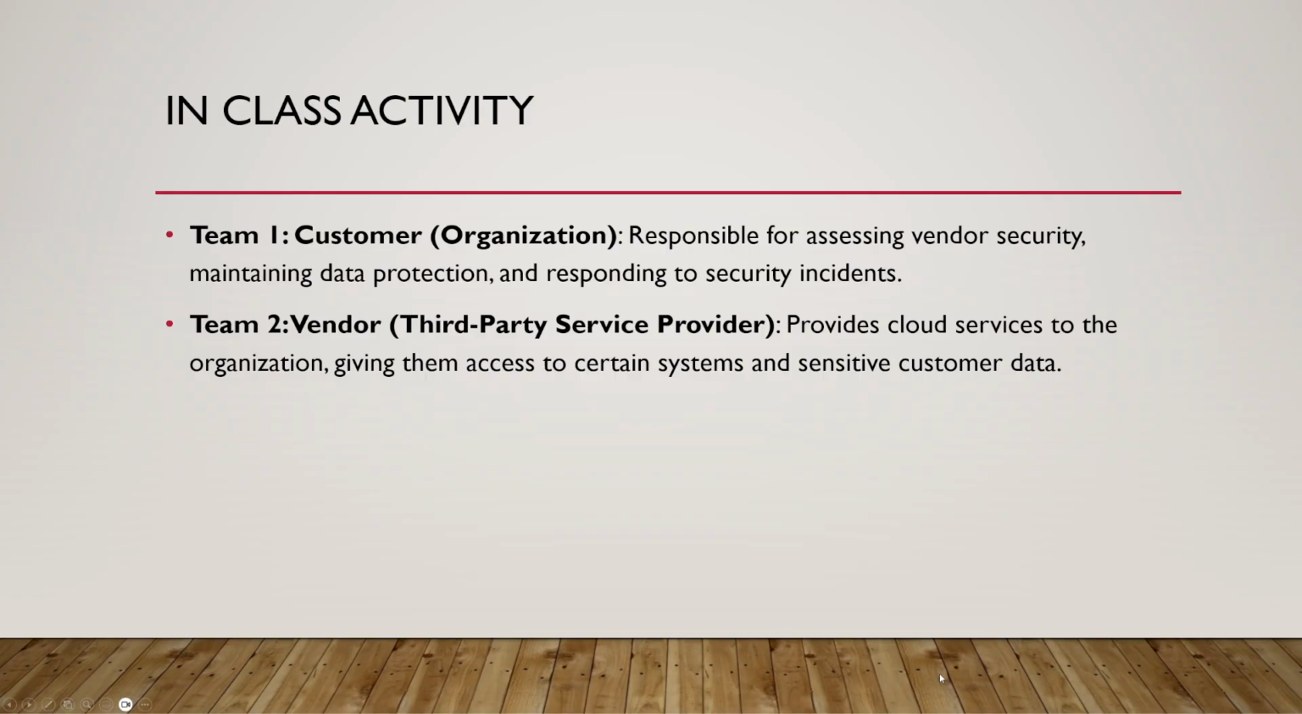So this is the end of this subject. If you're in the in-class version of this class in person, we will split up into two different groups. We're going to have a team 1 and a team 2. Team 1 will be our customer organization. They're going to be responsible for assessing all our vendor security and maintaining data protection. And they're also going to respond to the security incident. Now, the vendor, on the other hand, is going to help provide cloud services to the organization, giving us access to certain systems and sensitive customer information. If you're in class, I'll continue on with this scenario, and afterwards we'll do a Kahoot.